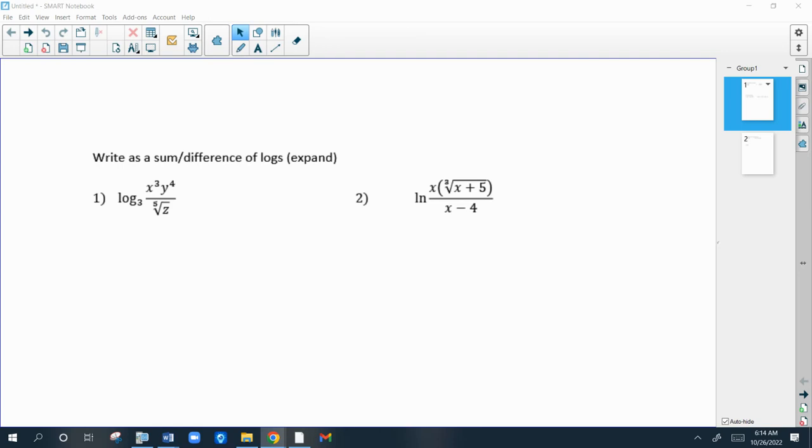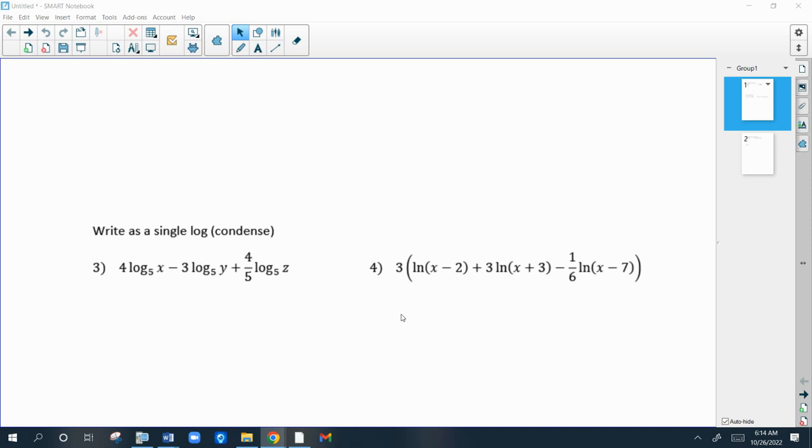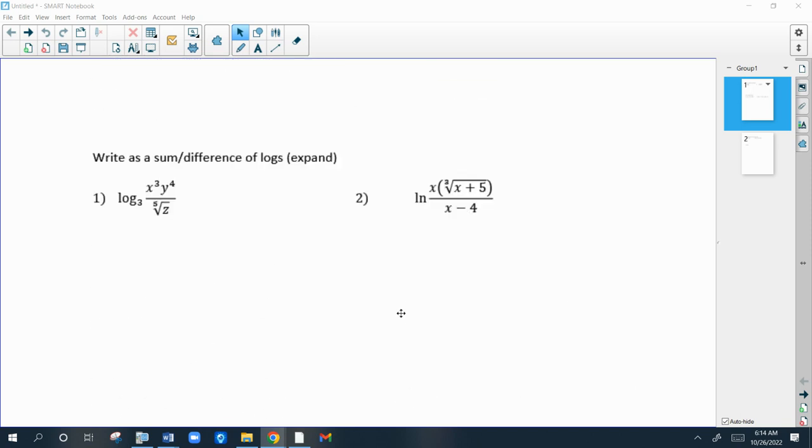So we're going to use properties of logs to expand and condense some log expressions. So this is pretty easy and straightforward. You just remember the three major properties of logs. So if you're expanding, you're going to have a series of sums and differences of logs.